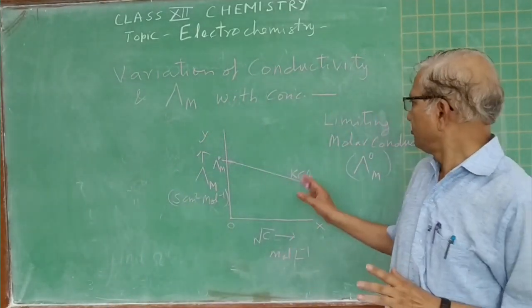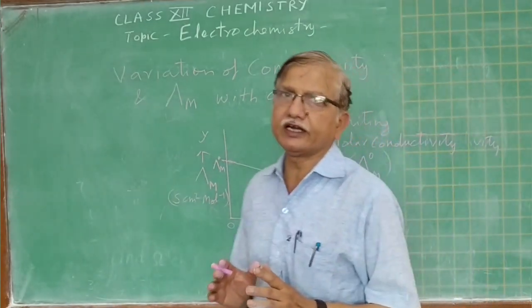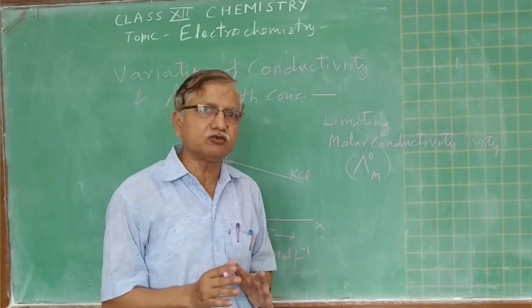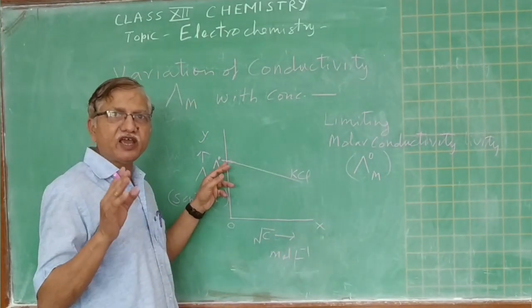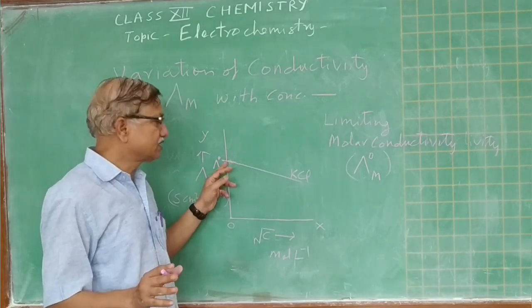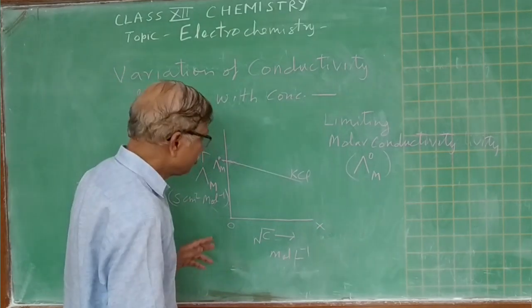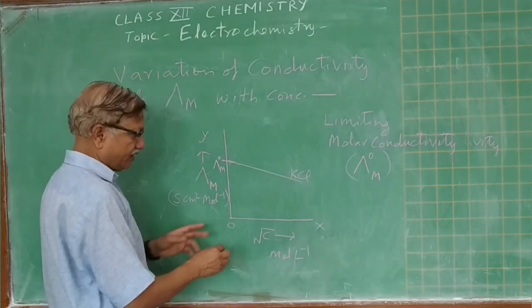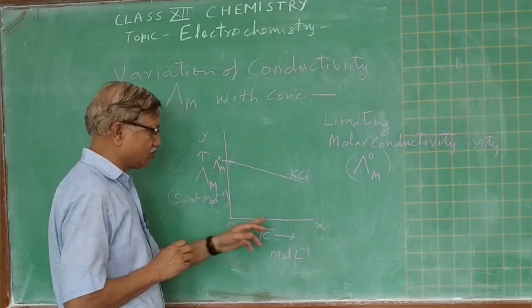So how will we define limiting molar conductivity? Limiting molar conductivity of an electrolytic solution at zero concentration is the maximum value which it attains, and it is a constant value. Now you see the molar conductivity of a strong electrolyte increases on dilution.